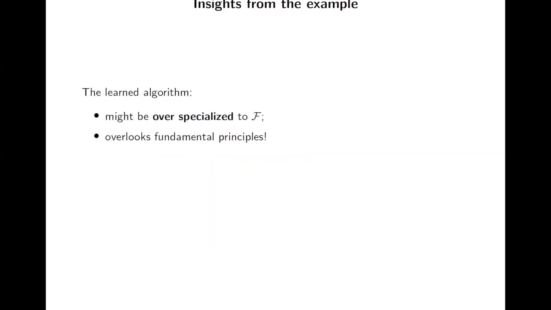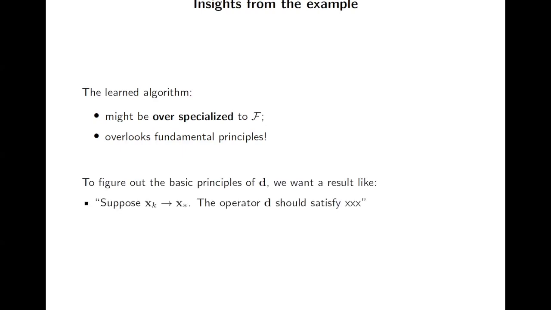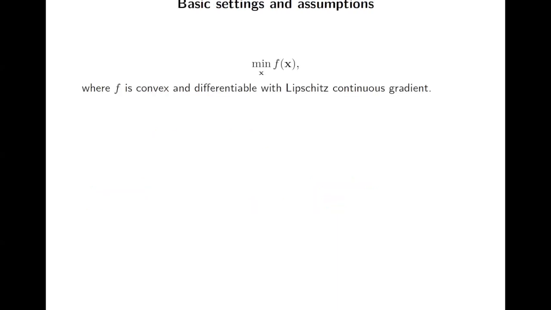The learned algorithm can be very specialized to the training set, but overlook some fundamental principles it should satisfy. So we also adopt similar ideas as before. We suppose the algorithm to be convergent, and we want to find what the operator should satisfy, and then we derive a structure from that. So this is the motivation, and this is the setting.